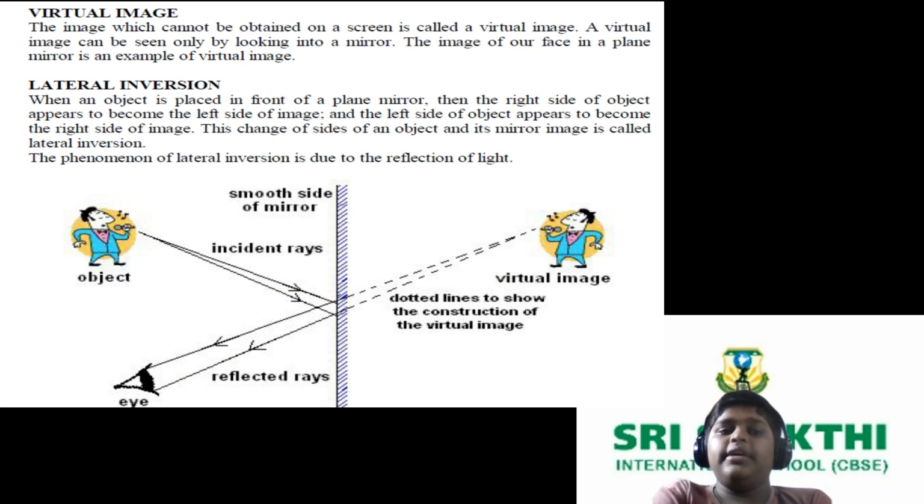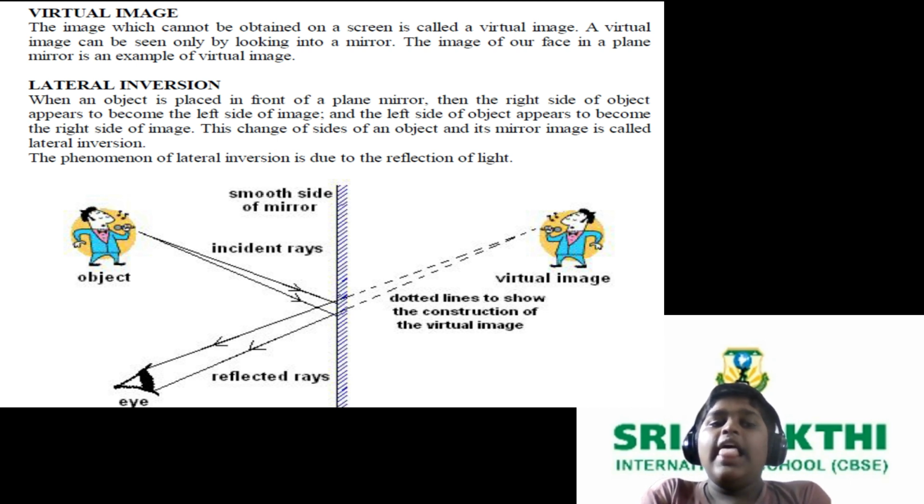And virtual image. The image which cannot be obtained on a screen is called a virtual image. A virtual image can be seen only by looking into a mirror. The image of our face in a plane mirror is an example of a virtual image.